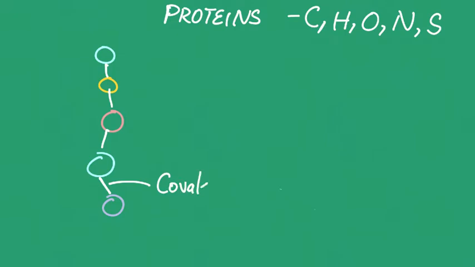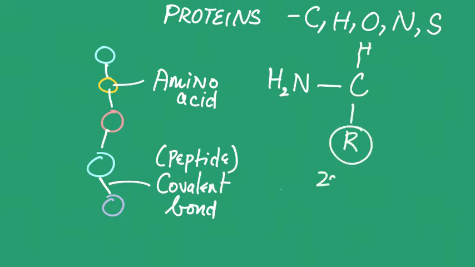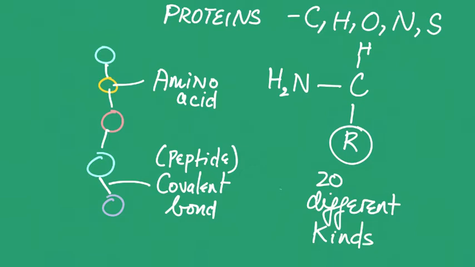These amino acids are held together by covalent bonds, and these covalent bonds are called peptide bonds. Each amino acid has a very specific structure. They are similar in many ways. Each amino acid will have an amino group, an acid group, a carbon, and a hydrogen. It also has something called an R group. The R group is what differentiates the 20 amino acids because each R group is different. So there are 20 different R groups.